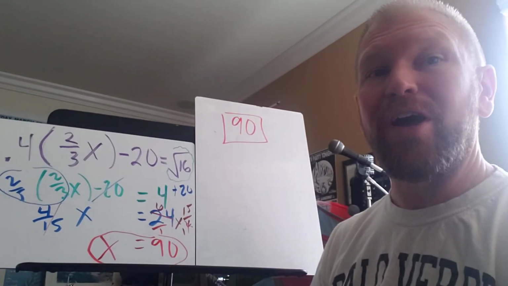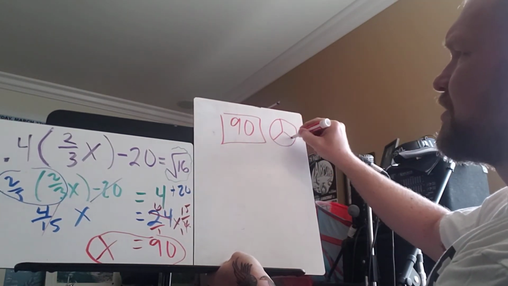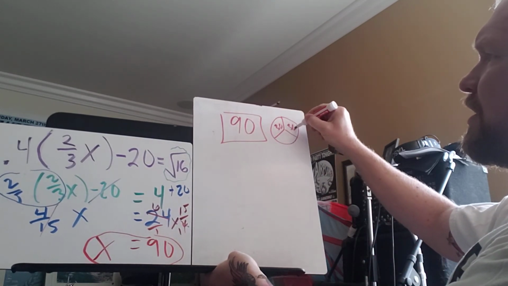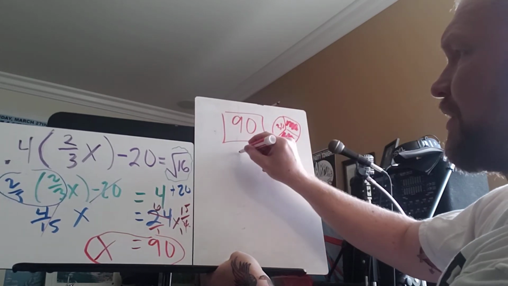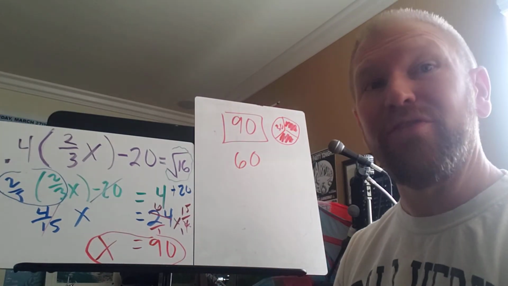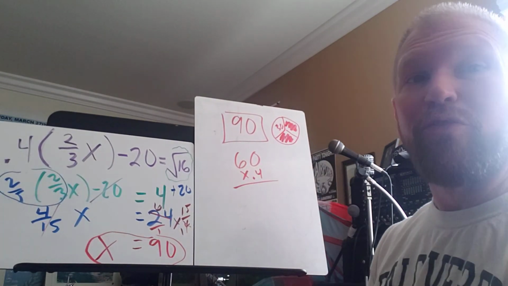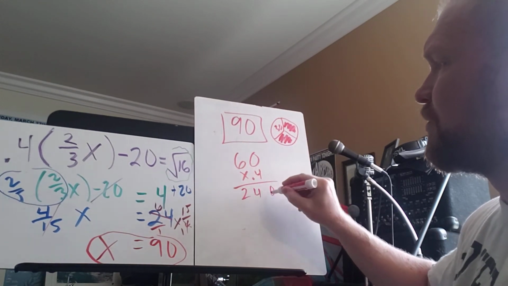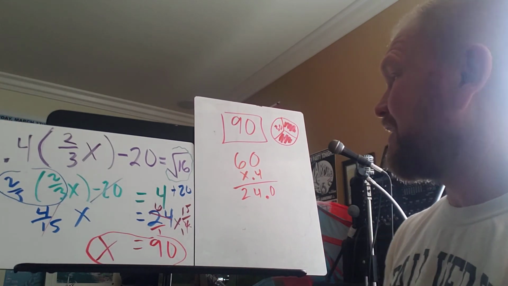But remember, in the original problem, it said we wanted 2/3 of the mystery number. So imagine if this is 90, and you cut it into thirds. Each third would have to be 30, right? So 30, 30, 30. If you have 2/3, that would be 60. So 2/3 of our mystery number is now 60. But it said 40% of 2/3 of the number. To find 40% of 60, do 0.4 times 60. That equals 24.